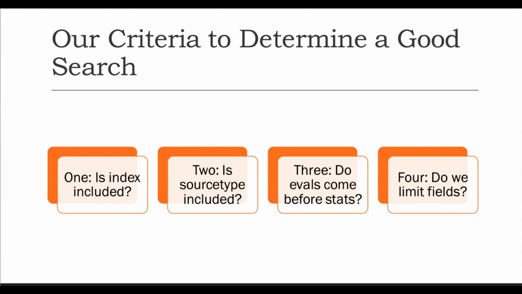Tell me about number 3. Do your evals come before your stats? That goes back to the last thing on the last slide about the order of commands. You always want to make sure that your streaming commands come before your transforming commands. Streaming commands are the things that will be distributed; they'll be done on the indexers. So if you have 1,000 indexers and one search head, you want the 1,000 indexers to work on it first before it comes back to the search head? Absolutely, because you don't want to kill your resources. Exactly. All right, number 4, and then do you limit off fields?